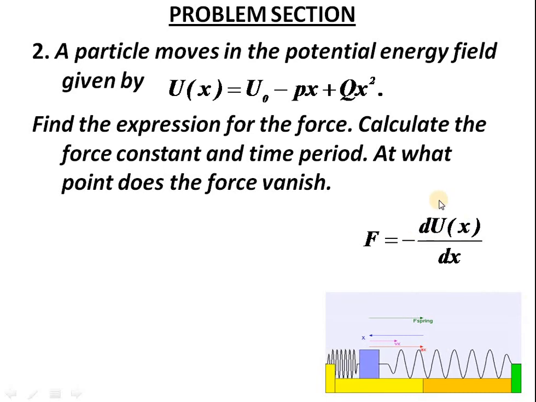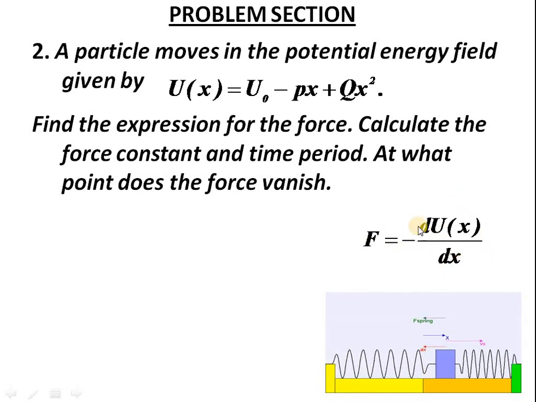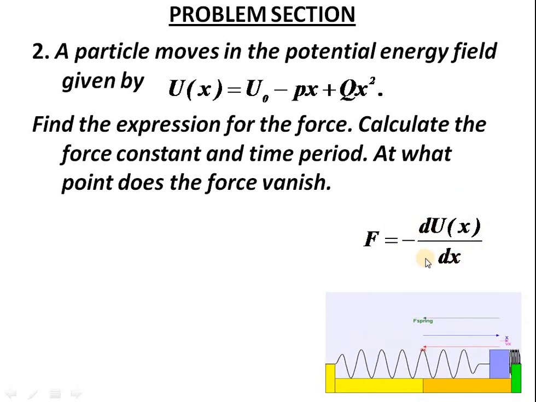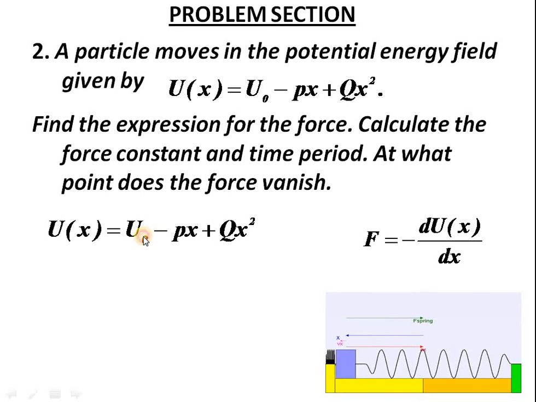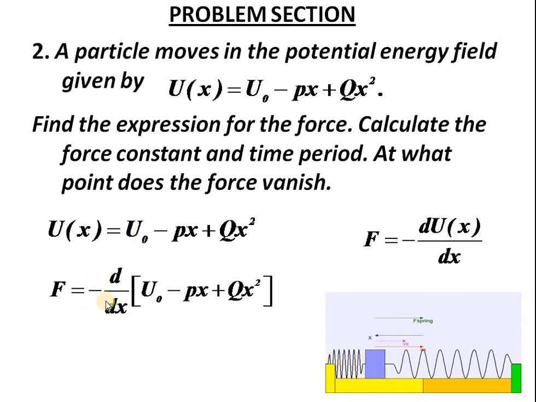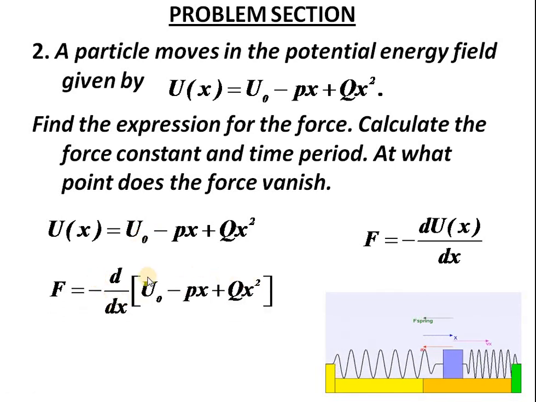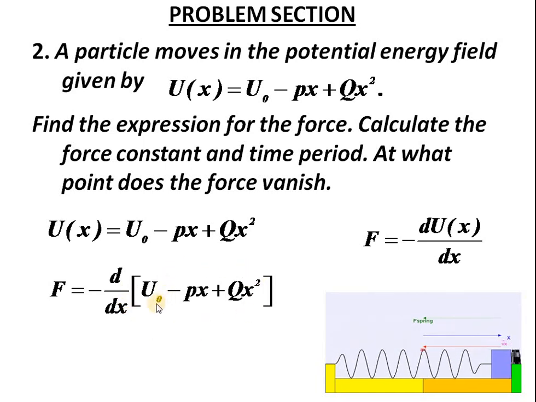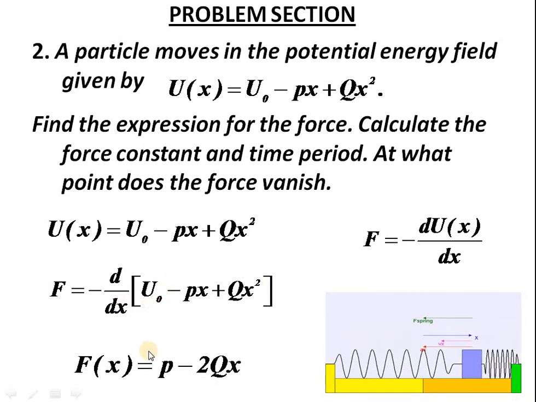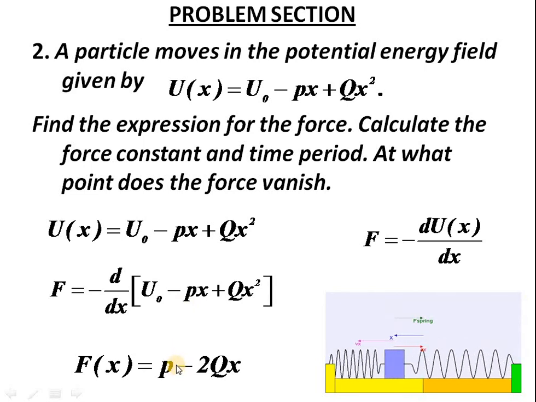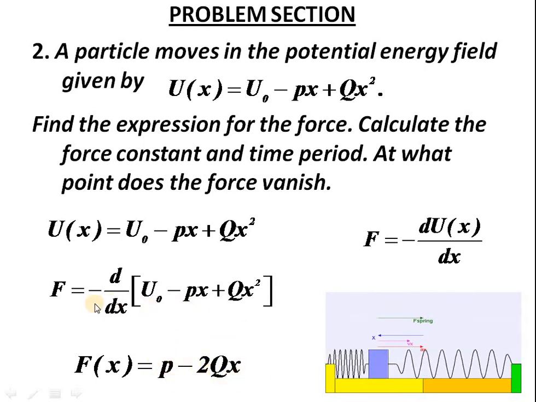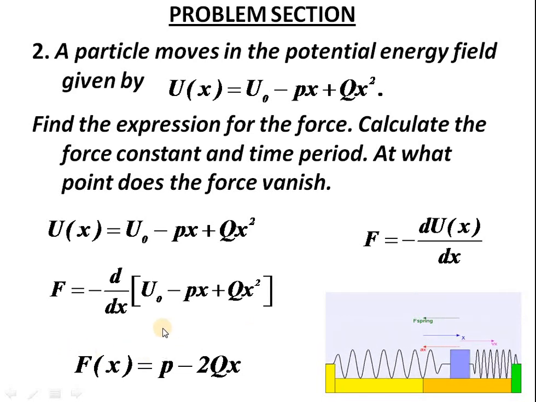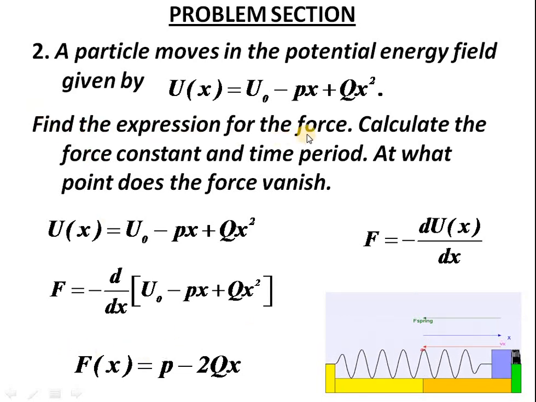And its one-dimensional form is given here. F is equal to minus dU by dx. Here U is given, so U can be differentiated with respect to x. Then you will get a force: minus d by dx of the given potential. So you differentiate with respect to x and you get simply p minus 2qx. So we got the expression for force. So question number 1 is solved.